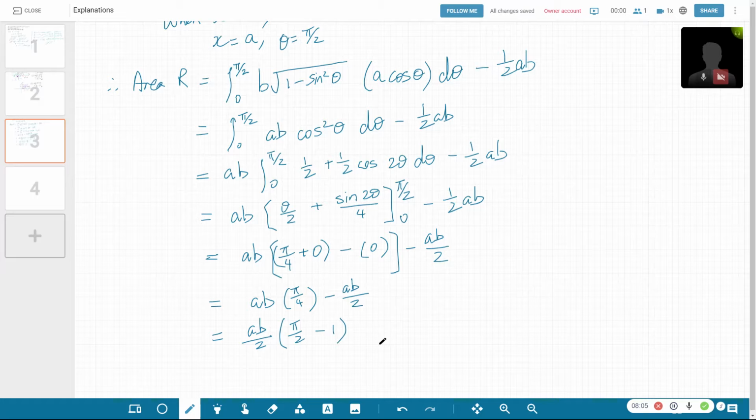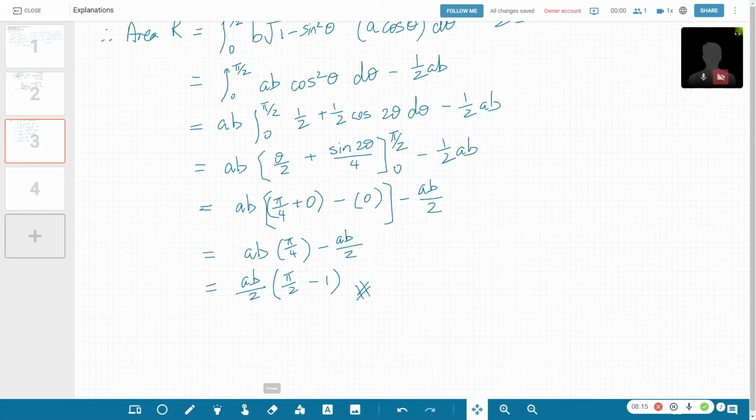They asked to evaluate the integral, so this is the integral solved. They did not ask for the area. If they ask for area, you could also include the units here, units square. Then that will be the answer. That's area R.